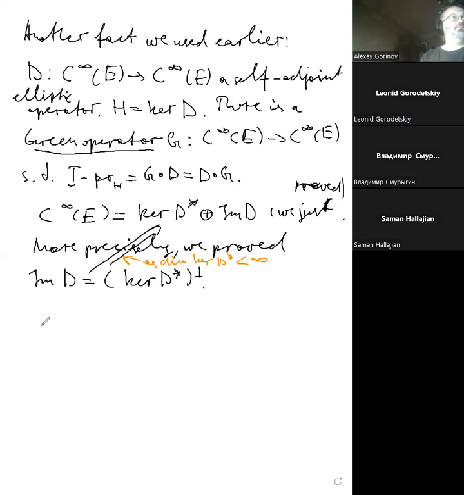Okay, now what else? This is something which we have in general for an elliptic operator from C infinity of V to C infinity of V. Now let's recall that the operator is elliptic and self-adjoint. Since the operator is self-adjoint, we may as well write the kernel of D instead of the kernel of D star.